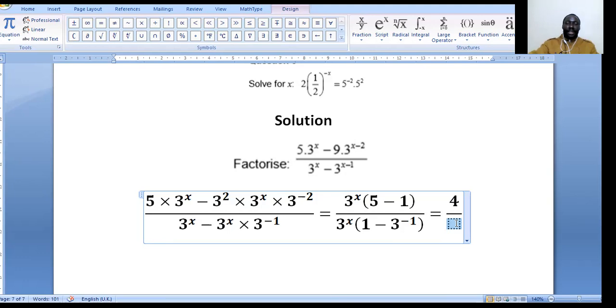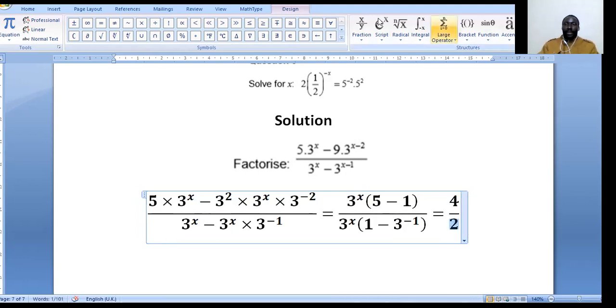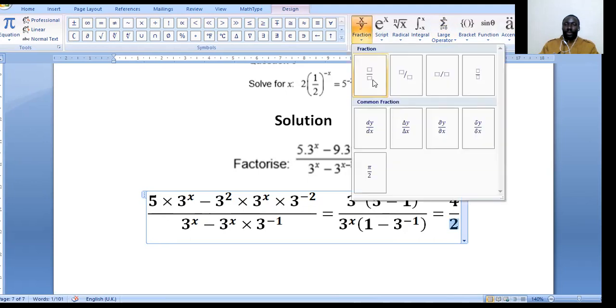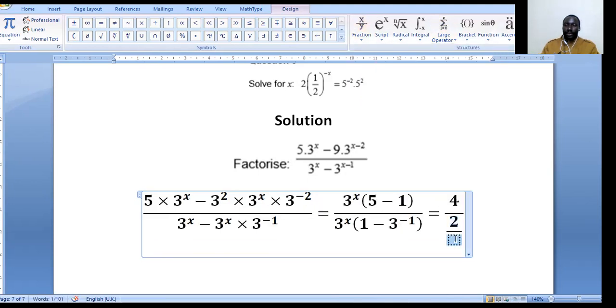What's 1 minus a third, Yel? Just use the calculator for that. This is going to be 1 minus a third. A third is the same as 1 over 3. So 1 minus a third will give us the value of 2 over 3. So what do we have here? We have 2 divided by 3.